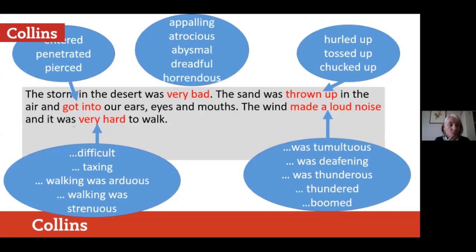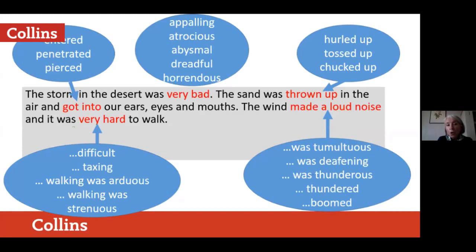For pierced. Okay, pierced is wrong because when you pierce something, you take something sharp to it and make a hole in it. That's not really what's happening here. It's the sand blowing into our ears and making them get stuck. So penetrated is better than pierce. Pierce has the wrong connotation here. And then for very hard, difficult is fairly neutral.